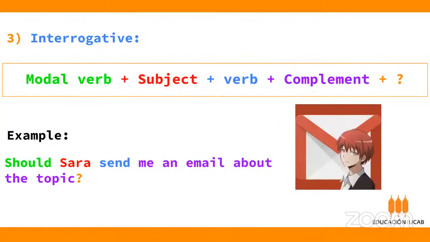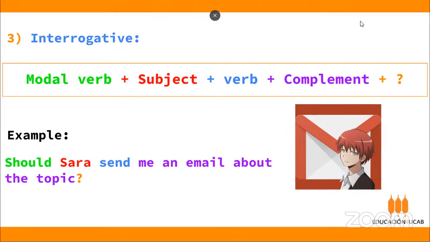Okay, if we have the interrogative one, Santiago, you can read this, please. Yeah, the formula, right? Yes, and the sample. Okay, perfect. So, for the formula, we have first the modal verb, then we need the subject, then the verb, then the complement, and we can never forget the question mark. For the example, we have: should Sarah send me an email about the topic? The modal verb is should, the subject is Sarah, the verb is send, and the complement is me an email about the topic.